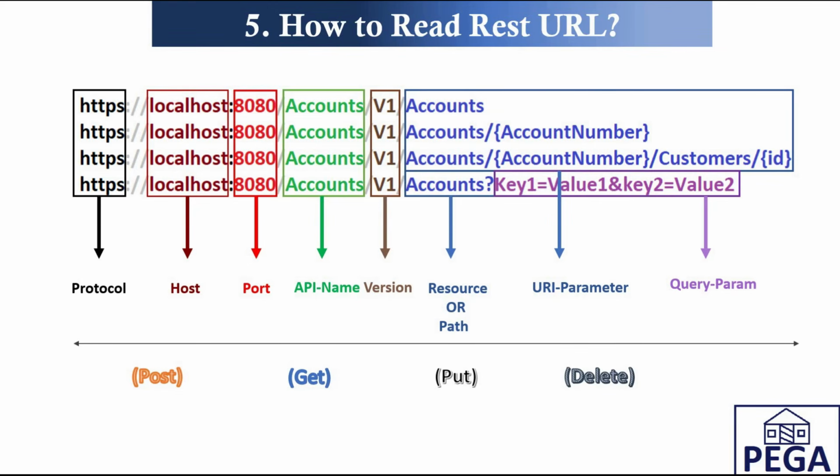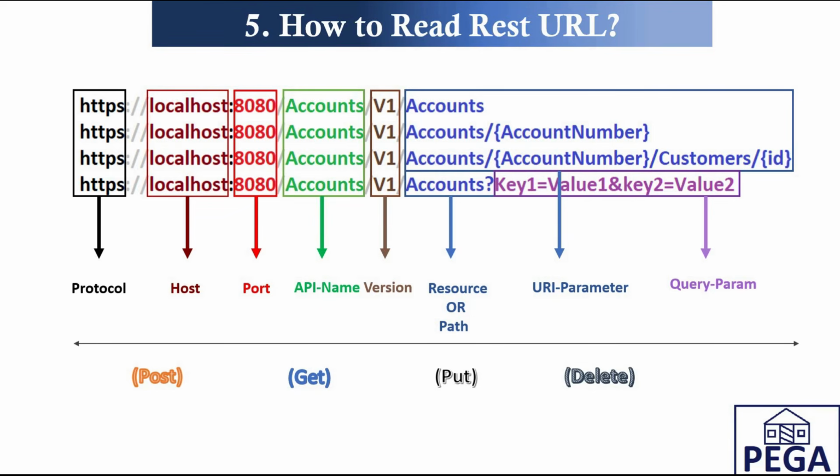In the API world we call this a search, and it uses a question mark. Remember, in the search, key value 1 and key value 2 are called query params. Now how would you know that? You will always find a query param after a question mark. If you see row number 4, where you got accounts question mark, key 1 equal to value 1 and key 2 equal to value 2, that's how you can tell it's a query param.